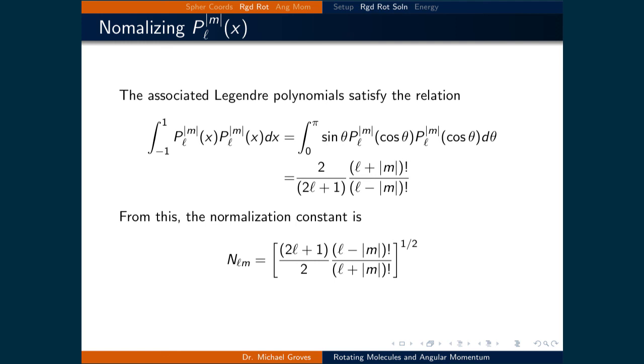The result of this integral is 2 times (l plus the absolute value of m) factorial divided by (2l plus 1) times (l minus the absolute value of m) factorial, which means that the constant we multiply the Legendre function solution by is the square root of (2l plus 1) times (l minus the absolute value of m) factorial divided by 2 times (l plus the absolute value of m) factorial.